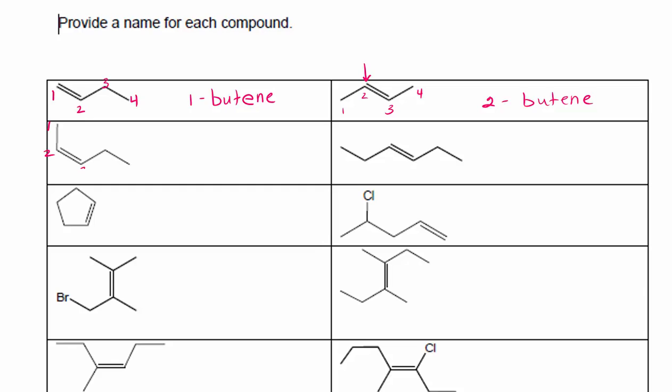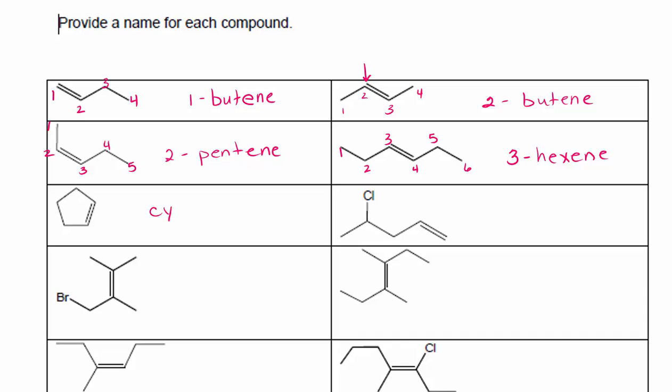This compound, 1, 2, 3, 4, has 5 carbons, so we would call that pentene, and the double bond starts at carbon 2. But what if we number it the other way? If we number it the other way, the double bond starts at number 3, so we would number it from the left. This compound has the longest carbon chain, 6 carbons long, so this is hexene, and the double bond starts at carbon 3, so this is 3-hexene.